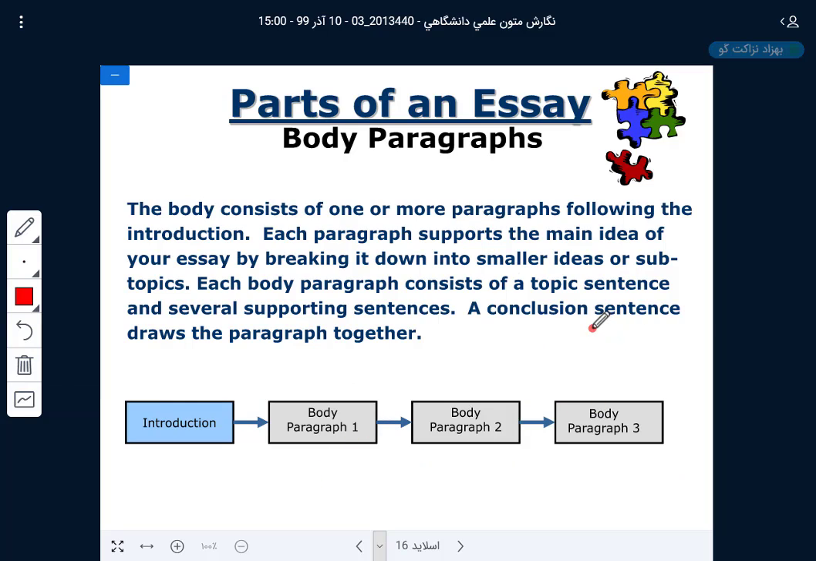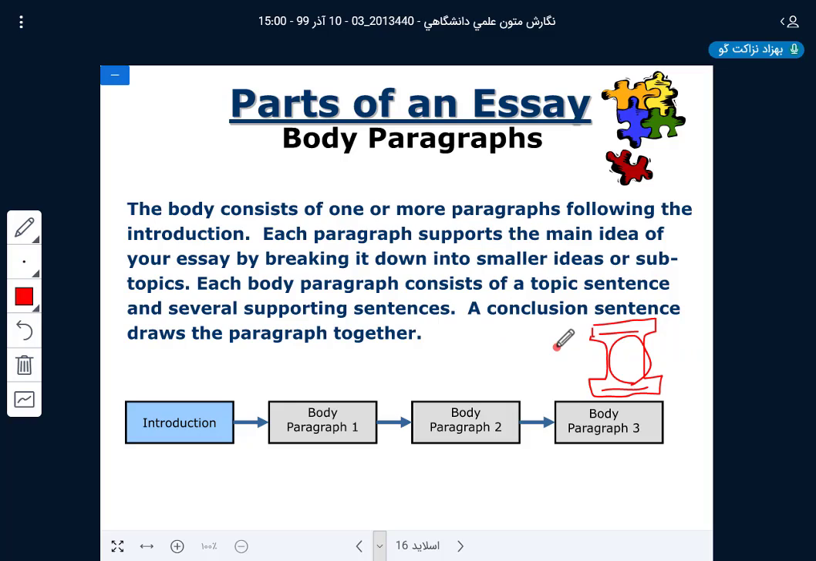So in each body paragraph, this is the structure. The beginning is the place for the topic sentence. Usually we see the topic sentence here. And this is for the clincher or the concluding sentence. And this part is for supporting ideas, the evidence, for elaboration.